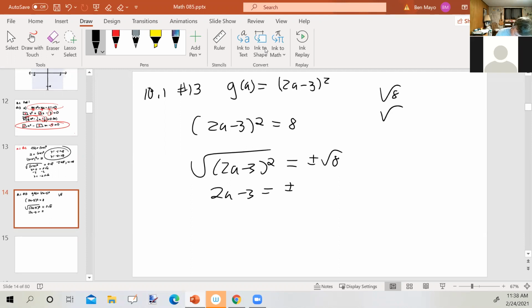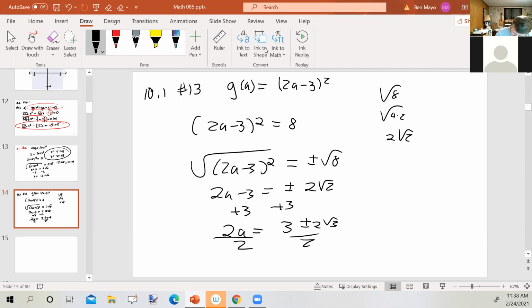the square root of 8, which is the square root of 4 times 2, which is 2 square roots of 2. We're going to add 3 to both sides. So 2a equals 3 plus or minus 2 square roots of 2. And then we're going to divide by 2. So a equals 3 plus or minus 2 square roots of 3. Oh, 2 square roots of 2. My bad. That's what I get for trying to hurry here. I need to slow down.